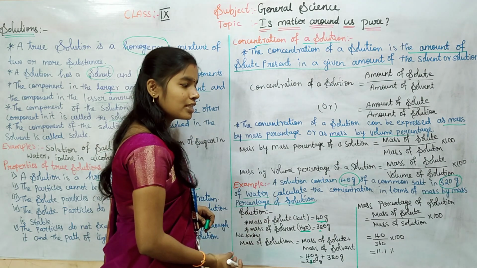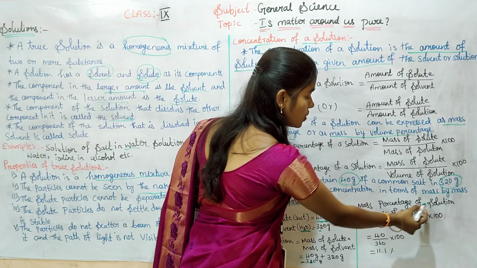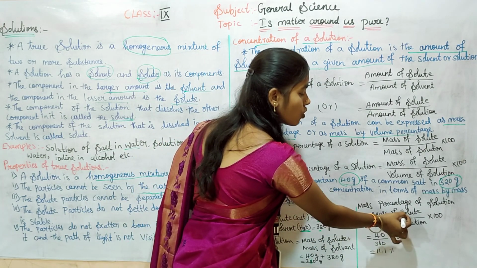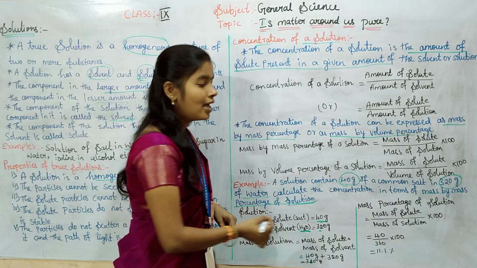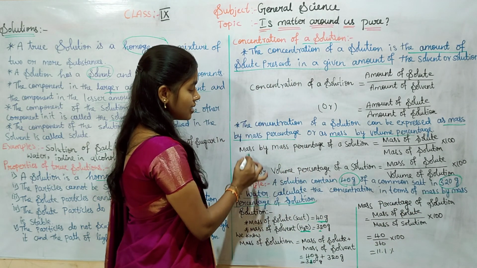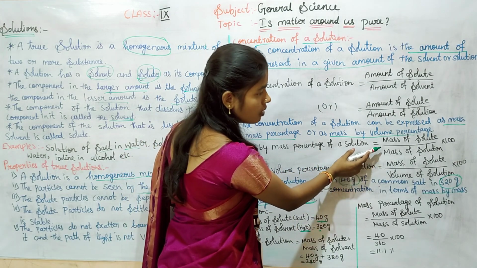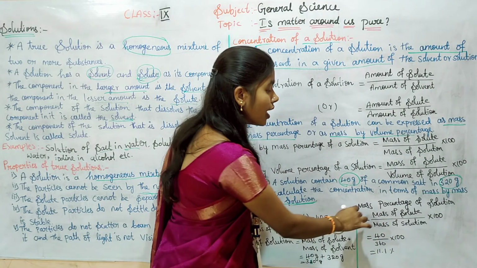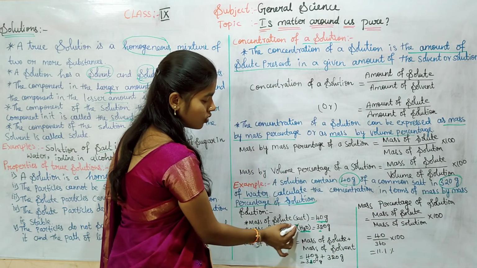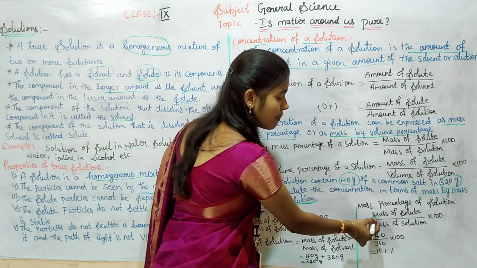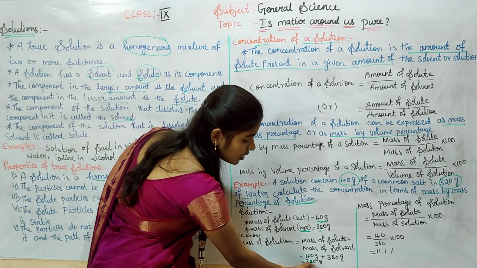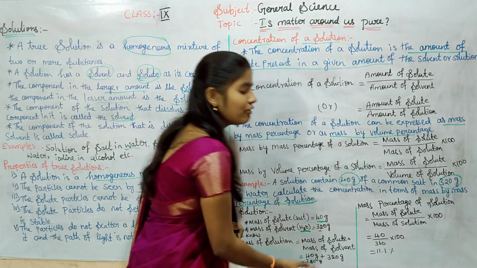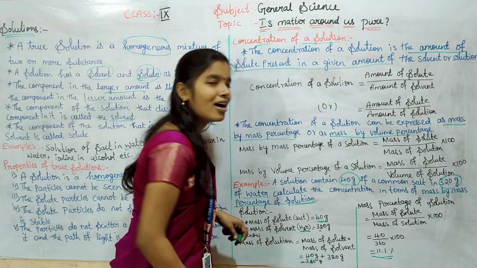So we can substitute in the formula for the mass percentage of solution. The formula is mass of solute divided by mass of solution, into 100. Mass of solute is 40, and mass of solution, as we just got, is 360 gram. So 40 divided by 360 into 100. If you simplify, you will get the answer 11.1%.